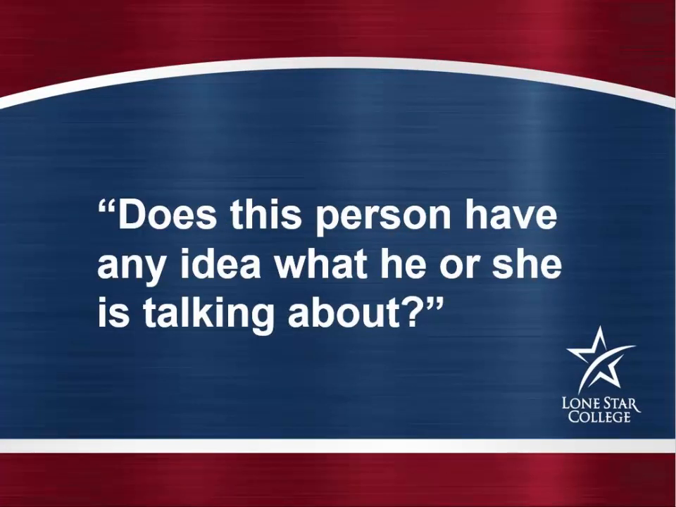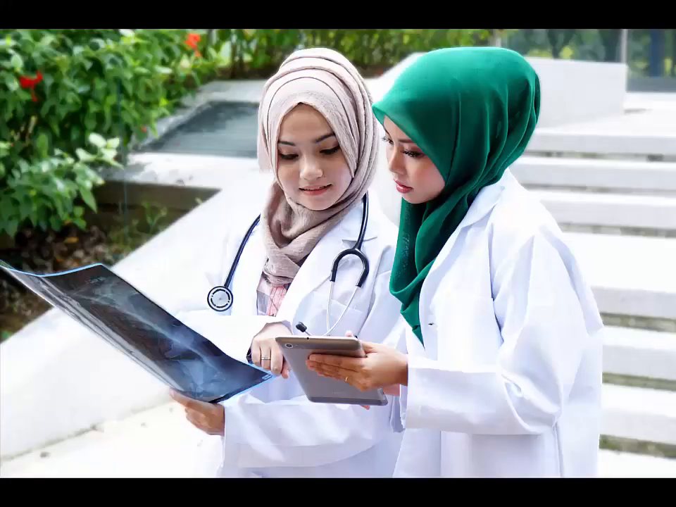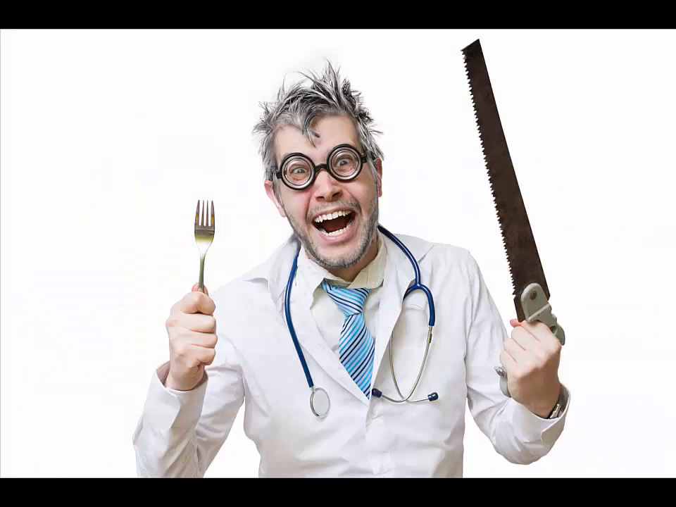When you encounter information, ask yourself, does this person have any idea what he or she is talking about? For example, let's say that you are sick and need surgery. You'd probably want to get operated on by someone who is a qualified medical doctor, not someone who spent 5 minutes reading an article on Wikipedia. That's an extreme hypothetical example, but it illustrates the principles of authority.